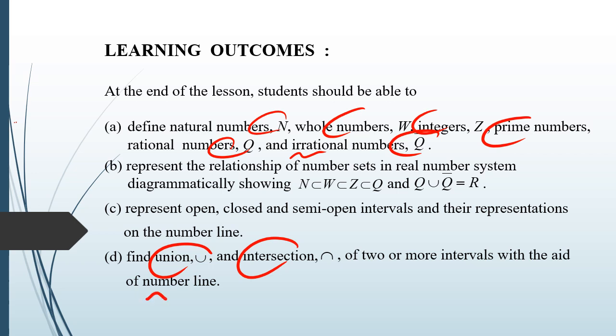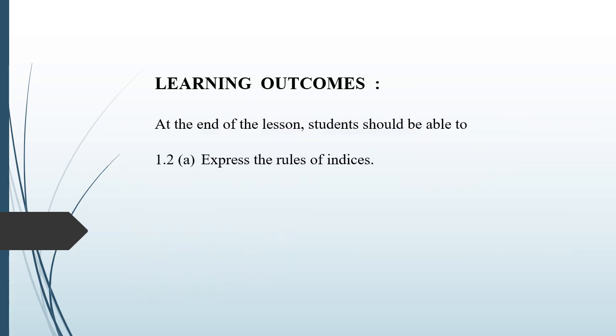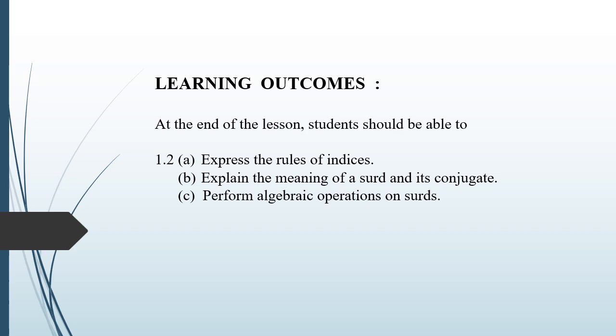Represent open, closed, and semi-open intervals and their representation on number line. And the last one for 1.1 is to find the union and intersection of two or more intervals with the aid of number line. Okay, for 1.2, for this lecture, we are going to focus on A, express the rule of indices, B, to explain the meaning of surd and its conjugate, and C, to perform algebraic operation on surd. So we are going to focus on two things only, which is indices and surd.